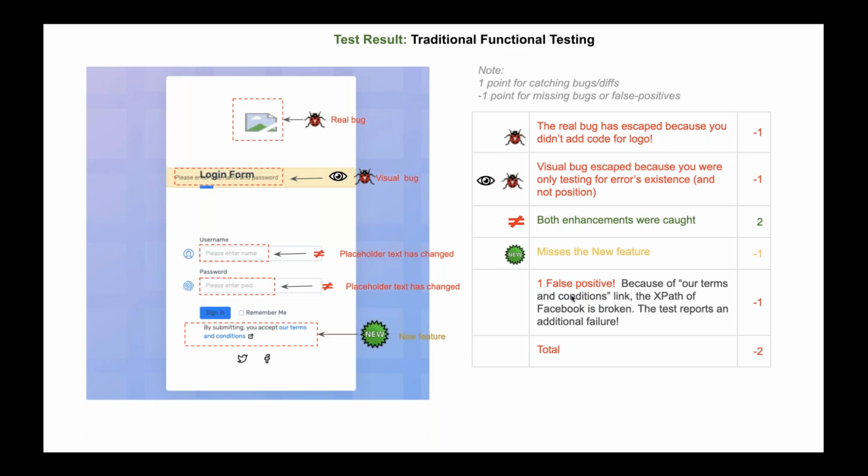And then there is also one false positive. The issue here is that because of this terms and conditions link, the XPath of the Twitter button has moved. So when you run the test, you're going to see that Twitter is missing or the Facebook button is missing. One of them is missing, and you're going to be like, uh-oh, what's going on? Then you spend time to figure out what's going on, and you see that this thing caused your test to fail or give you a false positive, right? So these are all very realistic examples that you'll find on a day-to-day basis.